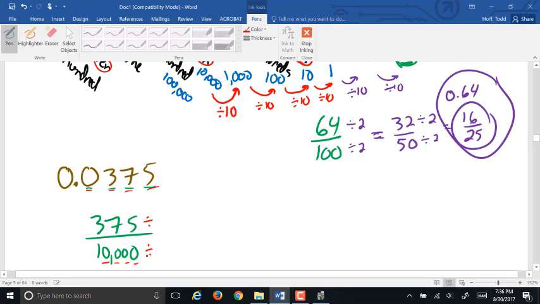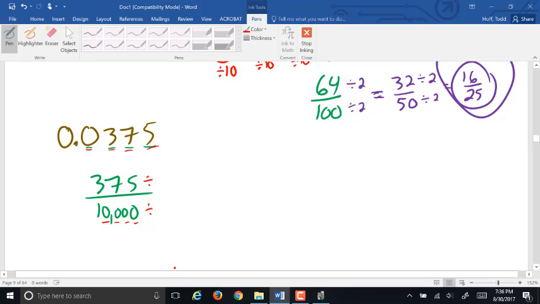Now, both of those can be divided by what? 5 will work. The top one ends in 5, so it can be divided by 5. 375 divided by 5 is 75. 10,000 divided by 5? 2,000. Both of those can still be divided by 5. 75 divided by 5 is 15. 2,000 divided by 5 is 400.